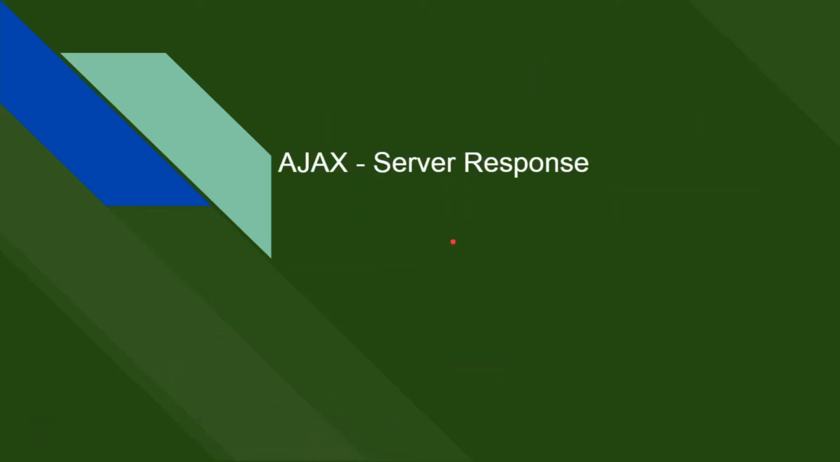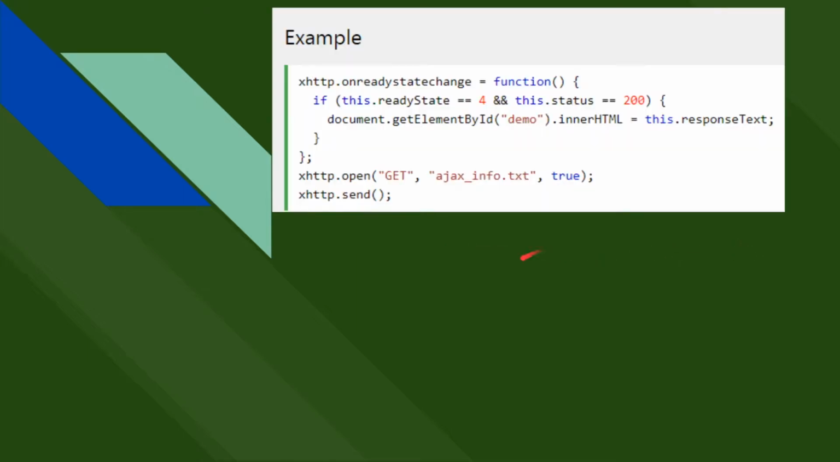And now the server response, the response we will get from the server. Again, here you have the thing we have already seen. Always use the readyState, which is 4, and status is 200. We will get the response from the server, and then we can process it.